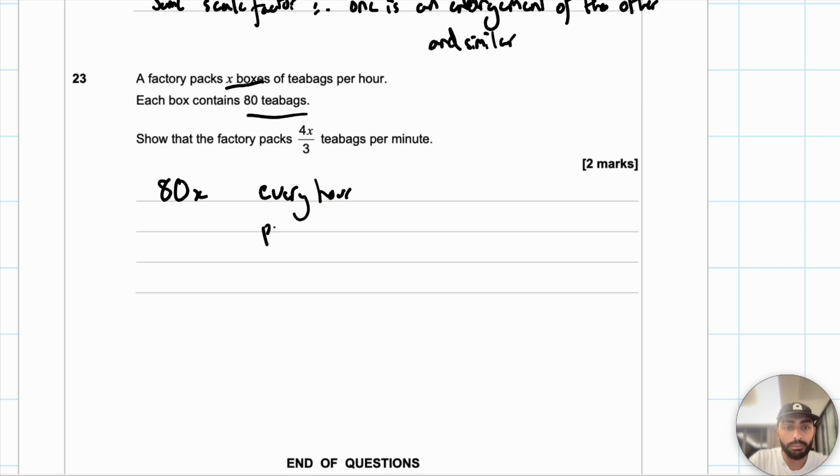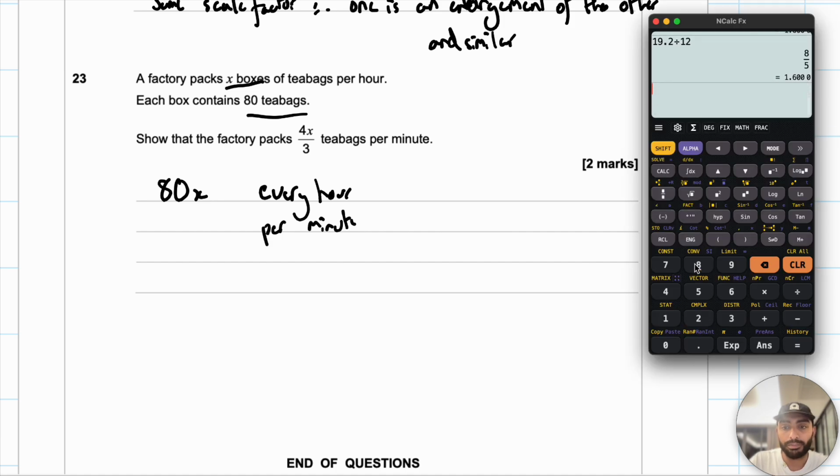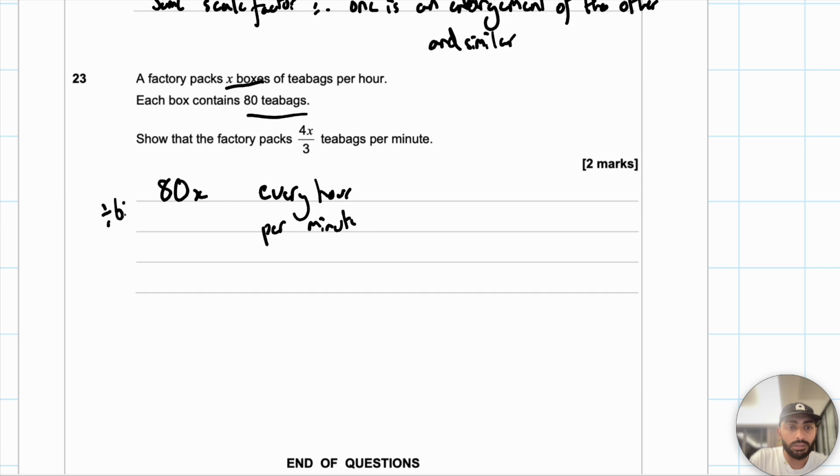We want per minute. So all we need to do is divide this by 60. So 80 divided by 60 does give us 4 over 3. So divided by 60 gives us 4X over 3.